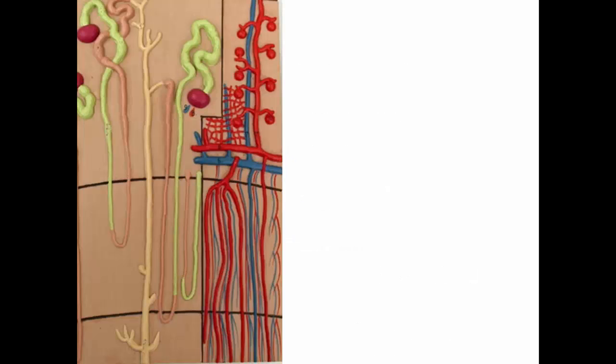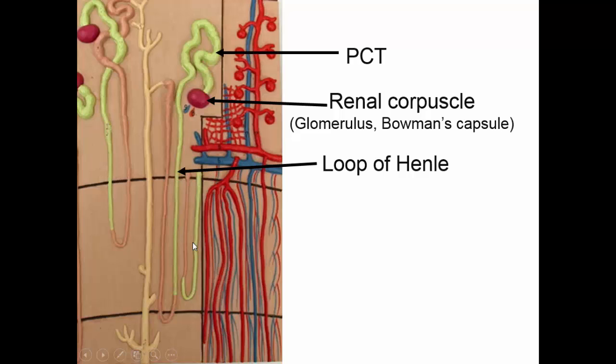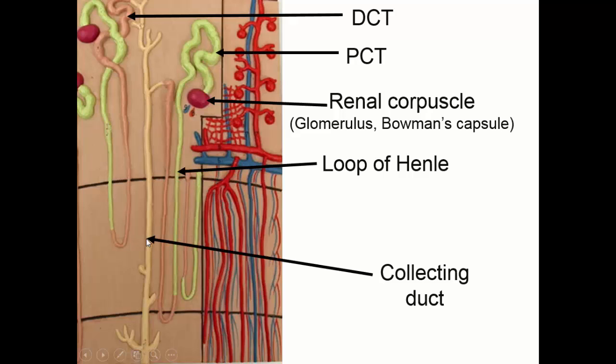pelvis area. On the model, we can see the renal corpuscle, this is the glomerulus and Bowman's capsule together, and the proximal convoluted tubules. The loop of Henle as it travels down and back up. The proximal convoluted tubules are shown a little more convoluted here, but here they are on this side, and they drain into the collecting duct.